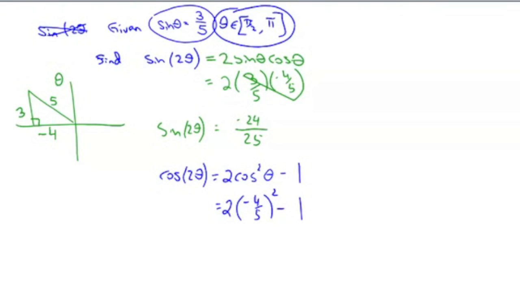Minus 1 gives 7/25. Or you type it in your calculator. Work smarter, not harder. Negative squared goes away. So you get cosine of this double angle equal to 7/25.